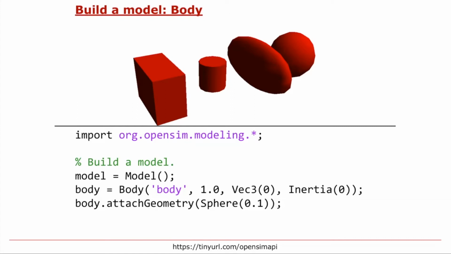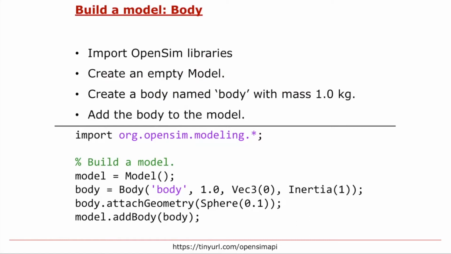The body class has a function, attachGeometry, that takes an OpenSim geometry object. In this case, we're attaching sphere geometry. The constructor to sphere takes the radius of the sphere, which we've specified as 0.1 meters. We're now done configuring our body, so now we can add it to the model. The model has a function, addBody, that takes the body as an argument. Now the body is part of the model.